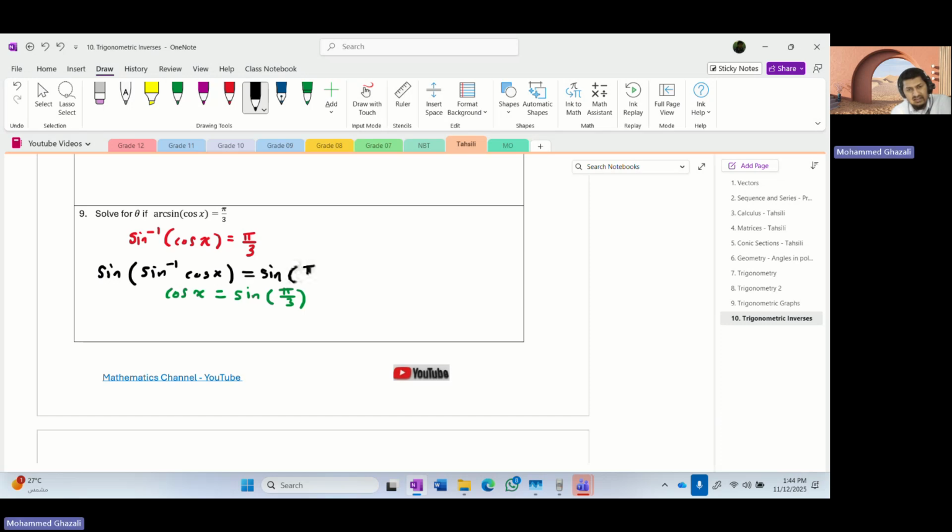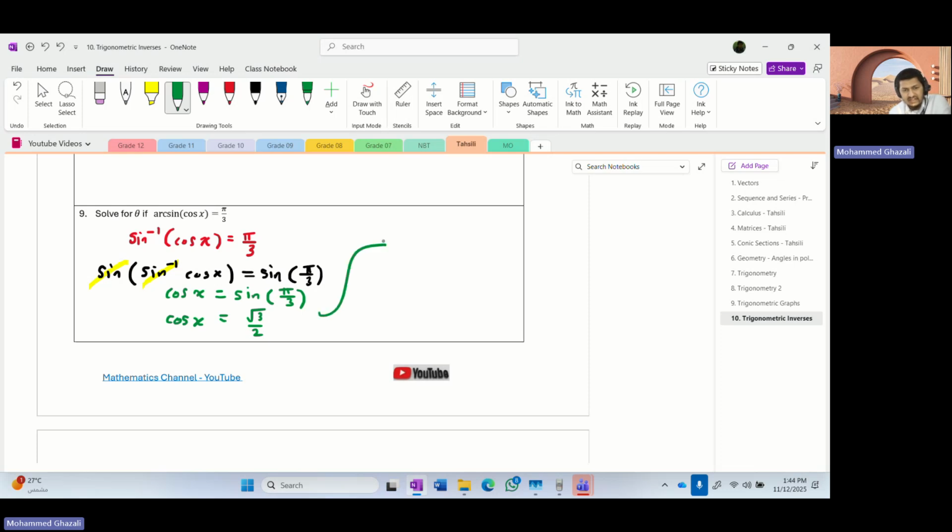When you sine and sine inverse, that cancels out. You just get cos x. It cancels out because of the rule that we proved in questions 1 and 2. So cos x equals sine pi by 3. What is sine of pi by 3? Sine of pi by 3 is sine of 60, which is √3/2. And cos x equals √3/2. That's a special triangle, so that will be pi by 6, cos of 30.